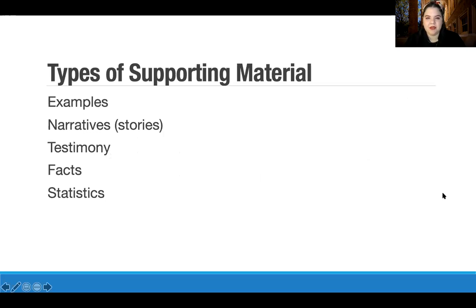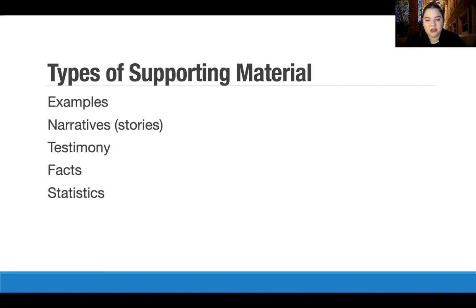There are various types of supporting material. Obviously, examples are a really common one. People will typically use examples to illustrate their point if they're explaining something new to you that you aren't exactly familiar with. Whereas if you are familiar with the scenario, they might choose to use a testimony instead of a success story of how something works or a way that a person was impacted by the service or the product.